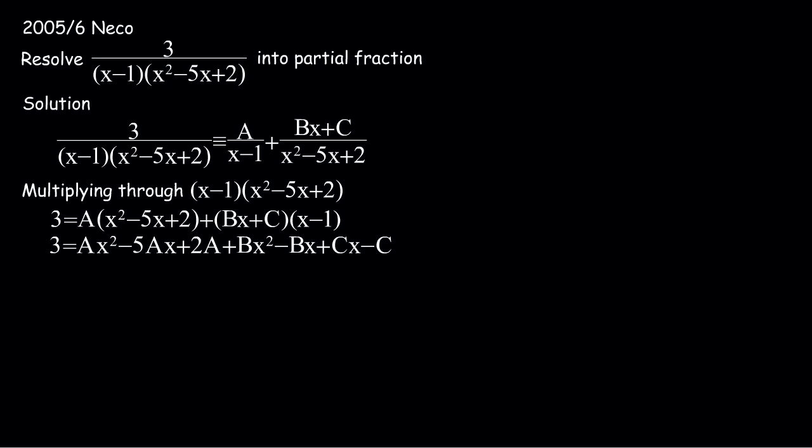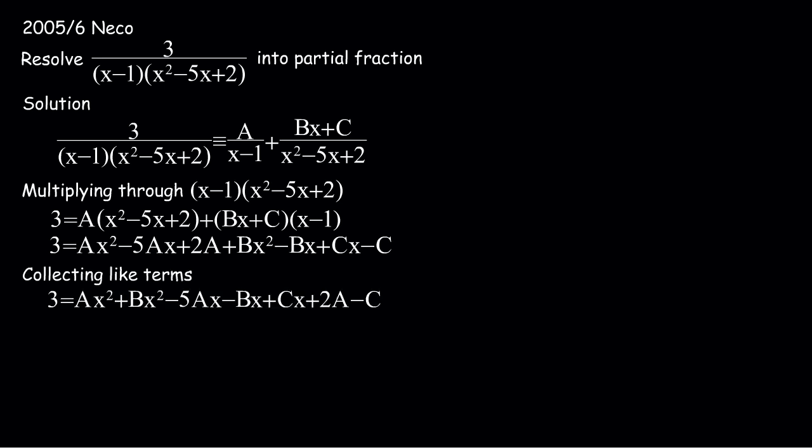The next step is to collect like terms, and when we do that, 3 will be equals to as square plus bs square minus 5as minus bs plus cs plus 2a minus c. Now we are going to be factoring out our coefficients, and when we do that, 3 will be equals to (a plus b)s square minus (5a plus b minus c)s plus 2a minus c.